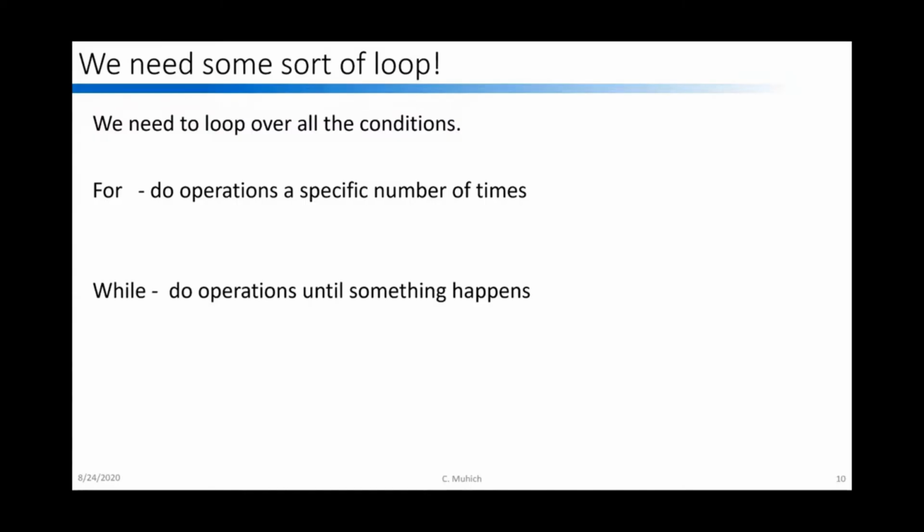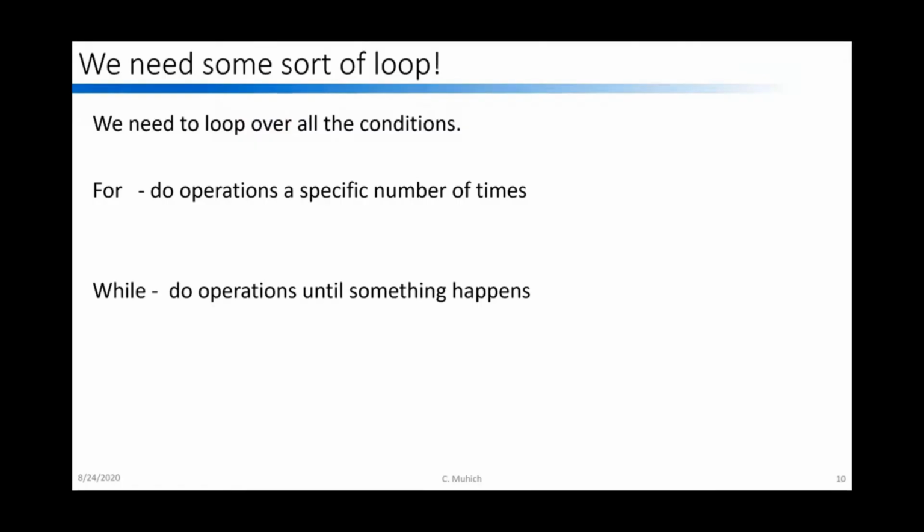So the first type of loop is a for loop, and this is going to be when we know how many times we want to do a specific task, right? So we have some sort of data set, and we want to do something, say 10 times, and we know from the beginning that that number is set.